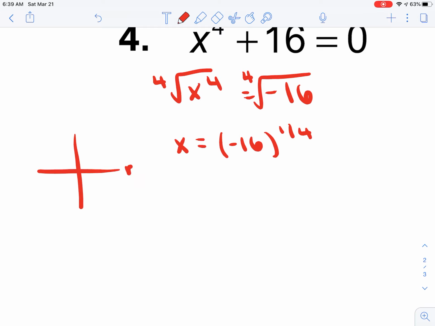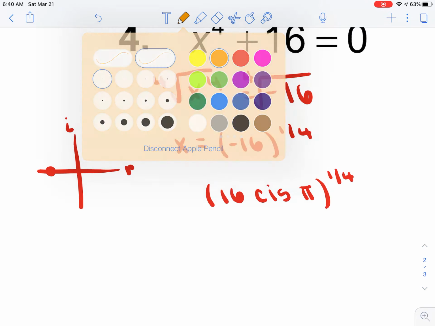If you were to graph, here's your real axis, here's your imaginary, negative 16 would fall here, which means that in trig form, this becomes 16, because that's your distance away from 0, cis, and then we would have this angle of pi. Now, don't forget about the 1/4 power here. That's crucial. So this is step 1.